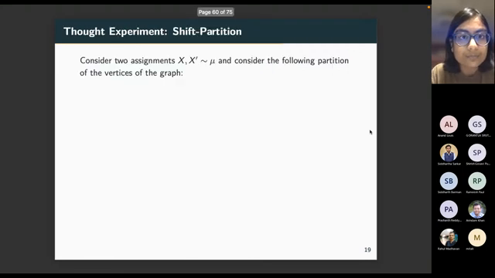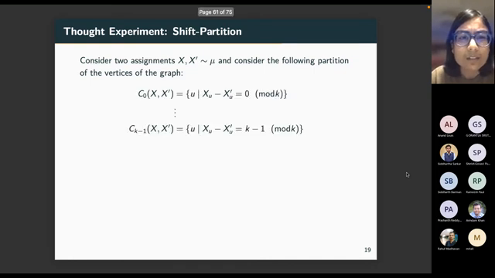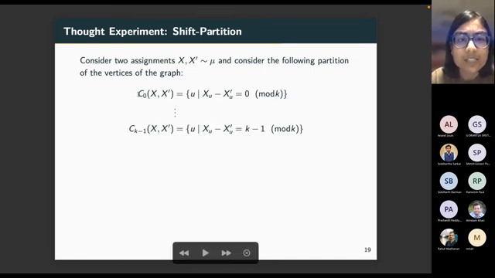Okay, so first let's do a thought experiment to analyze this algorithm. Consider two assignments, x and x prime, and consider the following partition of the vertices of the graph. We have the first partition C0 of x comma x prime, where we put in all vertices u where xu minus xu prime is equal to 0 modulo k.